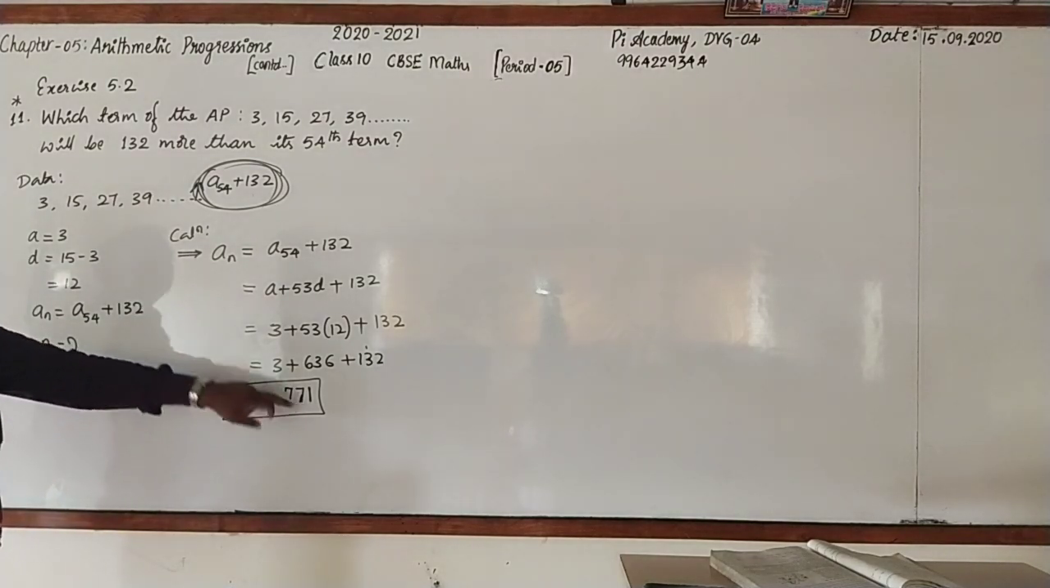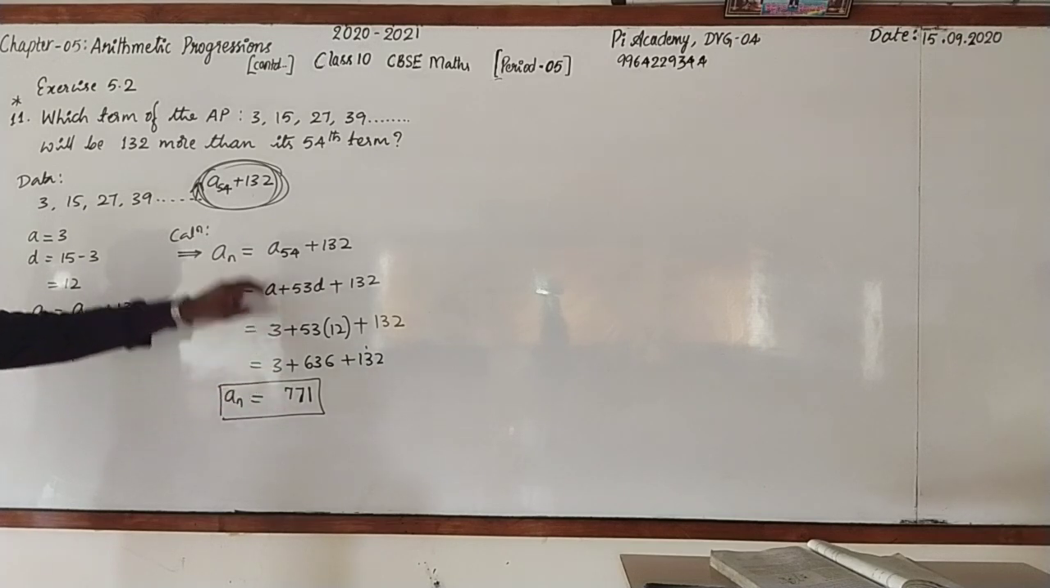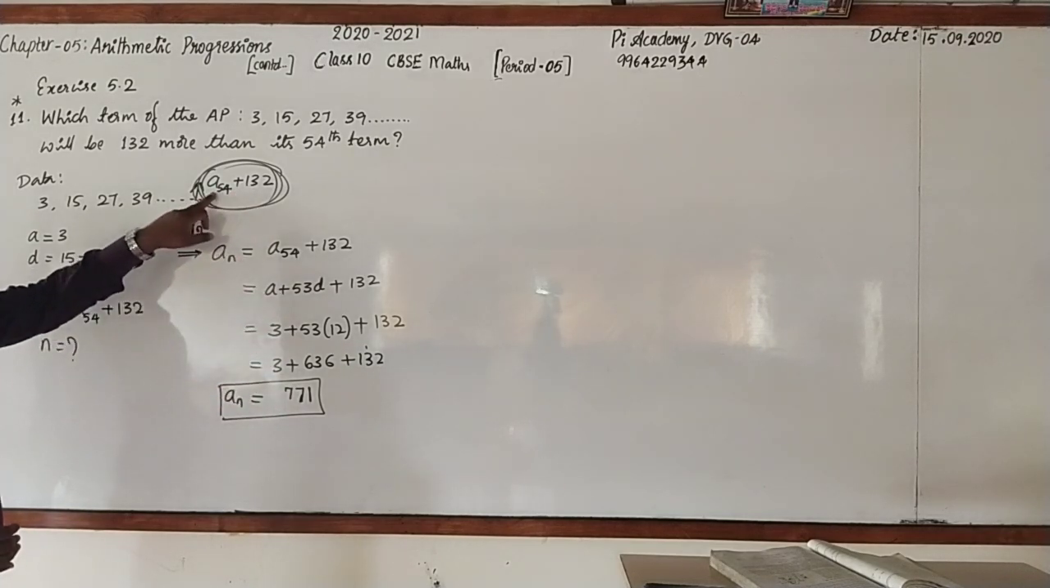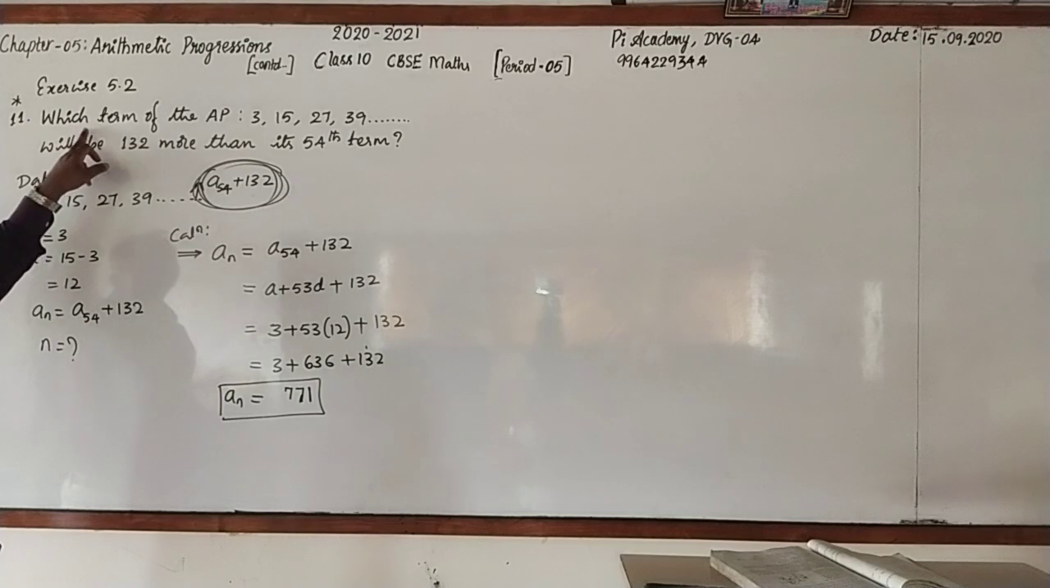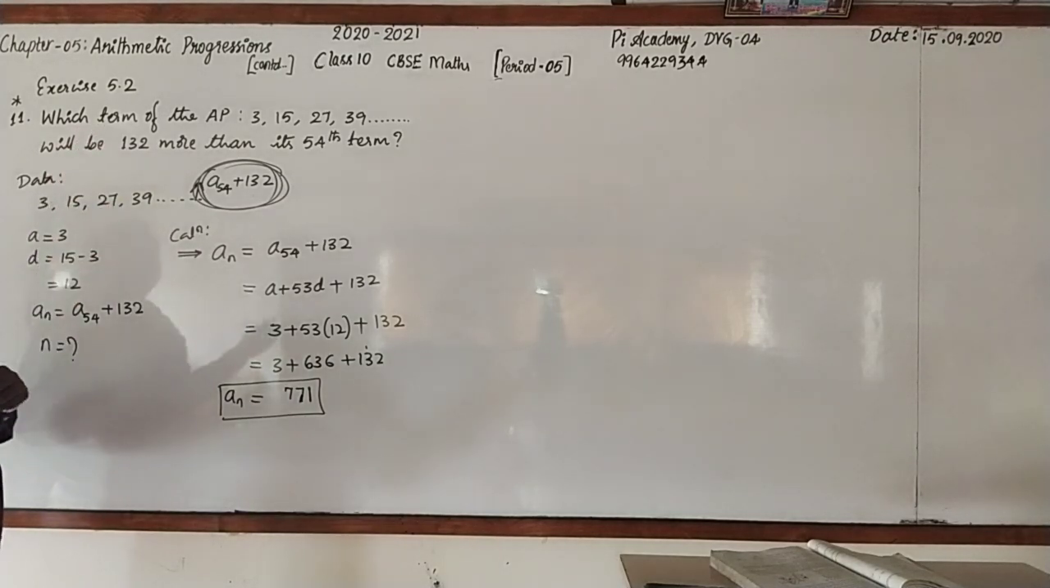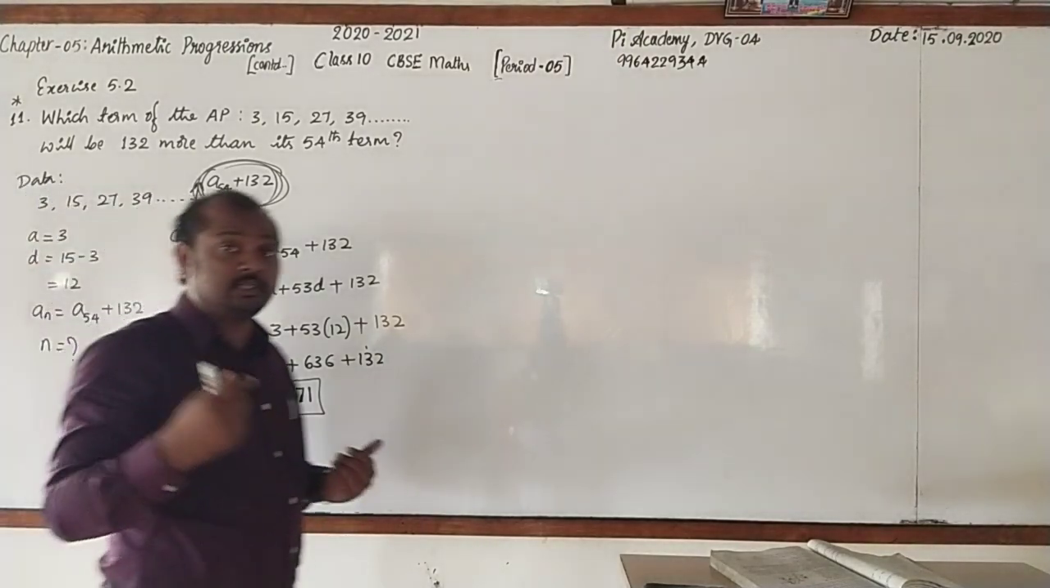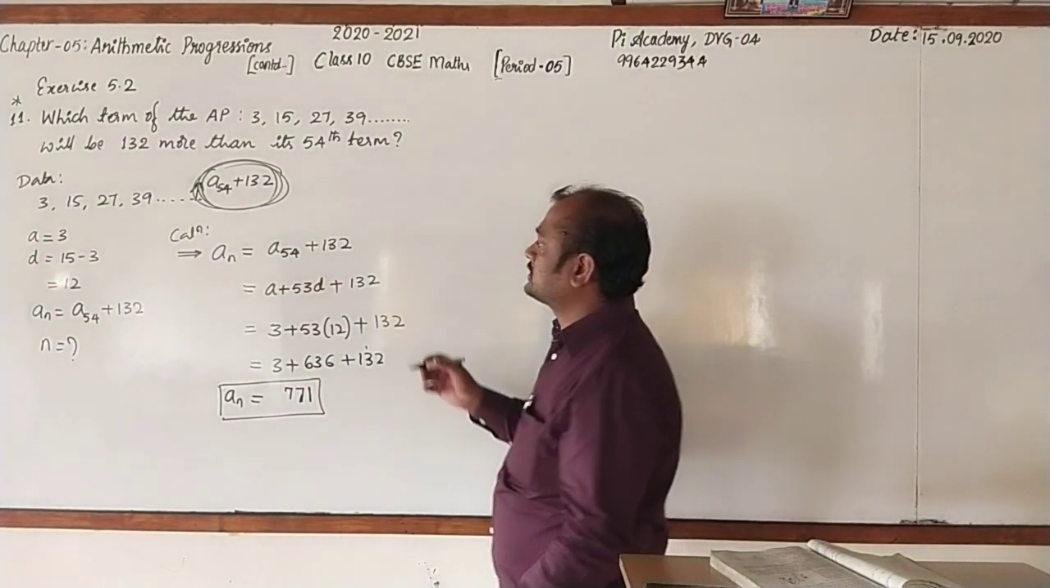This number, 771, is 132 more than the 54th term. They have asked which term, whether it is the 10th term, 11th term, 12th term, that is to be found out. Hence, here I'll write.